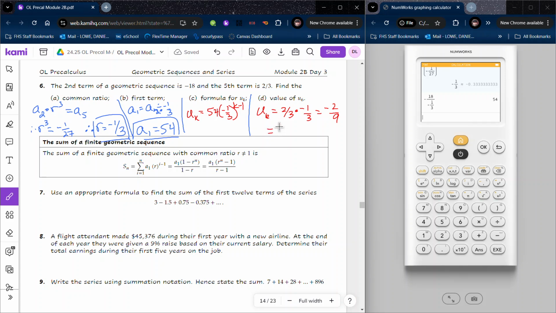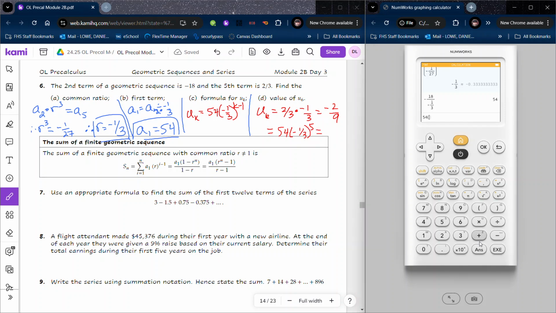But of course, I could also get it as 54 times negative 1/3 to the fifth power. If I did that on my calculator, 54 times negative 1 divided by 3 raised to the fifth power, I have that negative 2/9. So that's working with our geometric sequences.